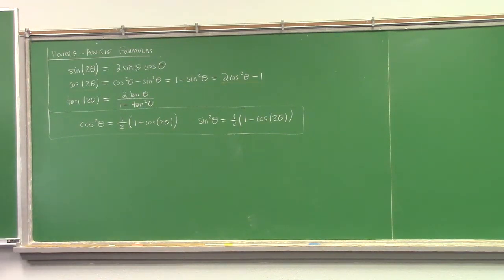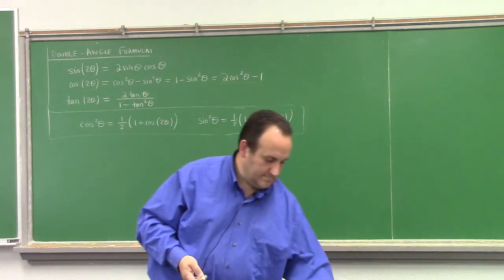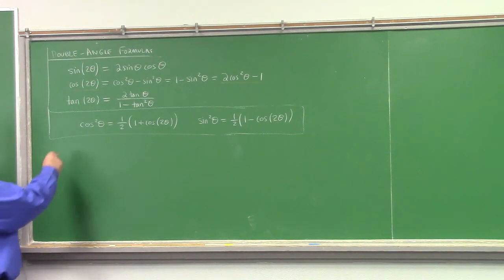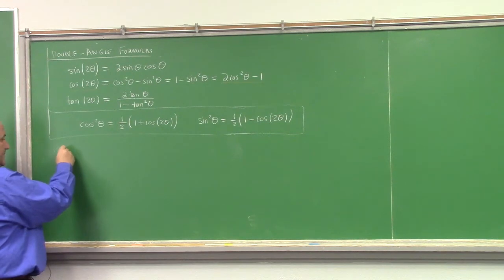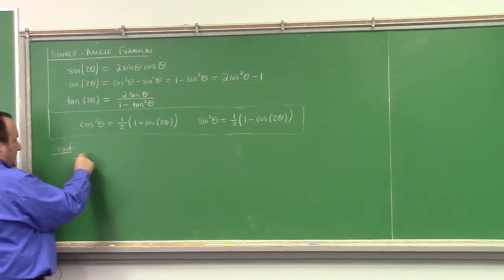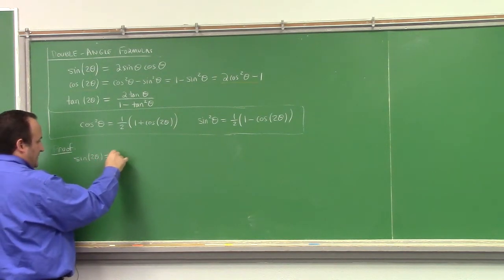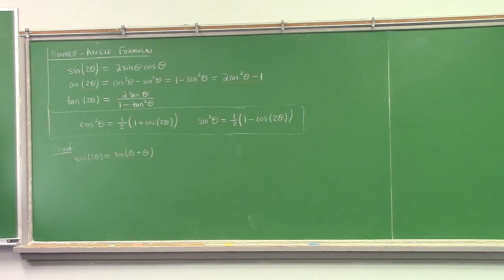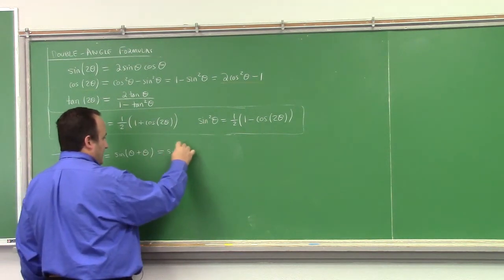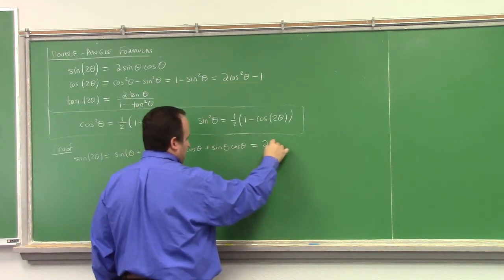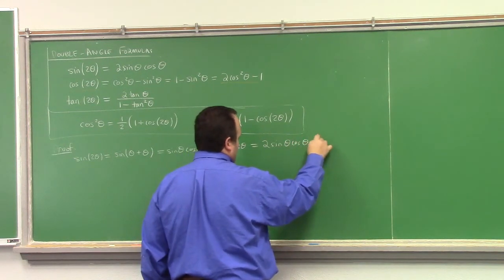So how do we prove these things? I'll show you. The proof is very simple. So here's the idea. Sine of 2 theta is what? Well, that's sine of theta plus theta, right? So use the adding angles formula. What do we got? Sine theta cosine theta plus sine theta cosine theta, also known as 2 sine theta cosine theta. So there's that one.